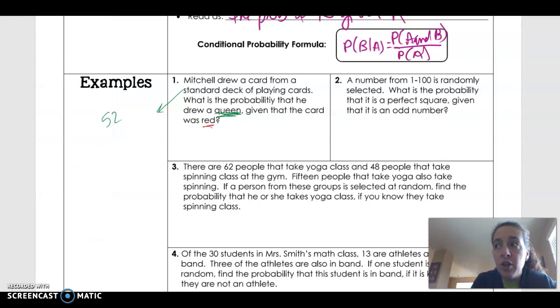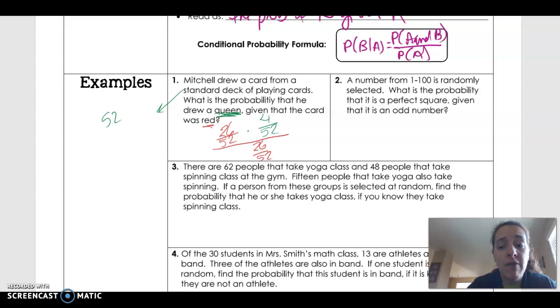I know that the number of cards that are red is 26. There are 26 out of the 52 cards that are red, because half of them are red and half of them are black. Knowing that the card was red tells us that's the first piece, so that's also going to be the denominator of my whole big fraction. Then I want to figure out how many of them are queens. There are 4 queens, and we're still looking out of the 52 card deck. So this is my setup.